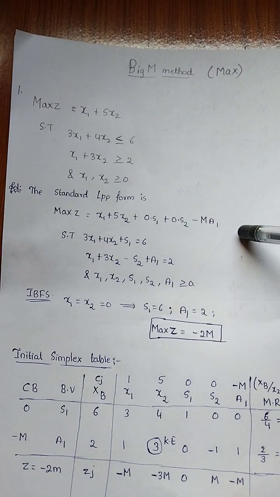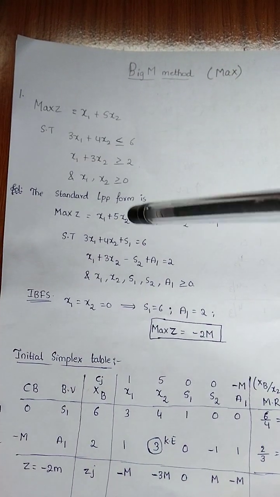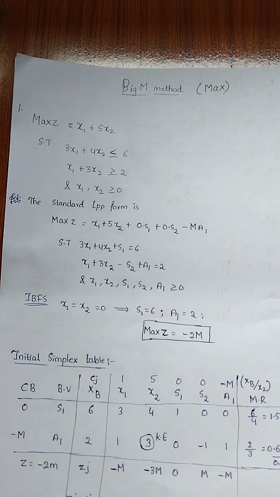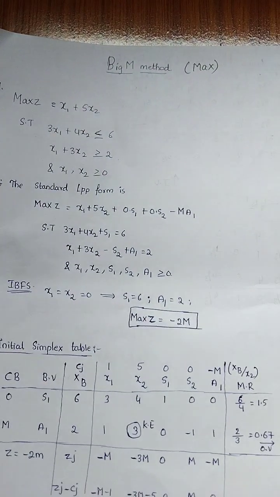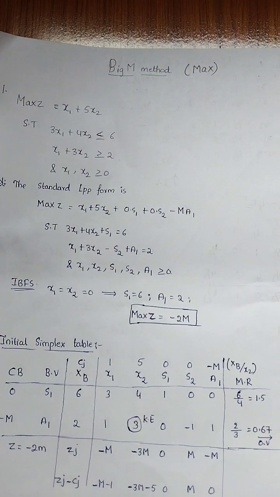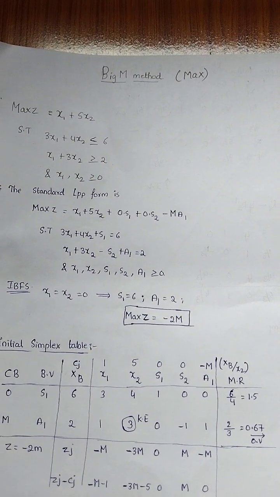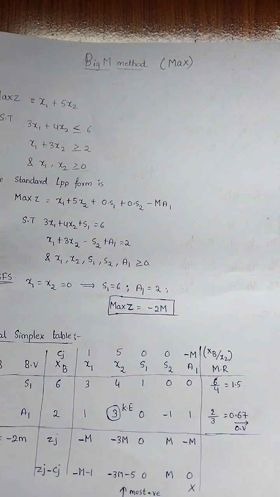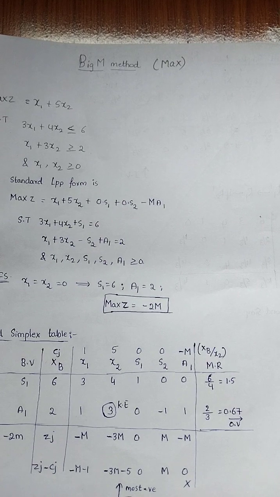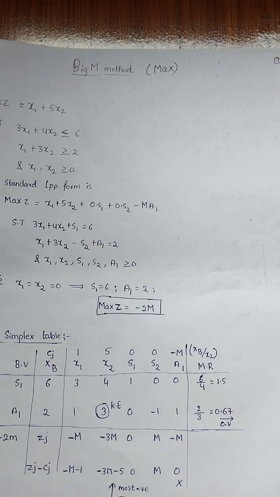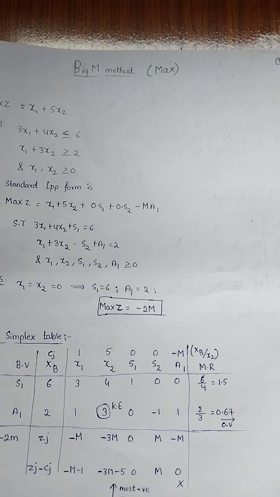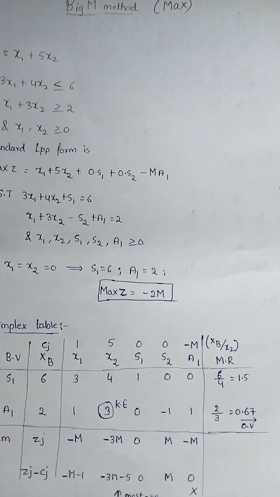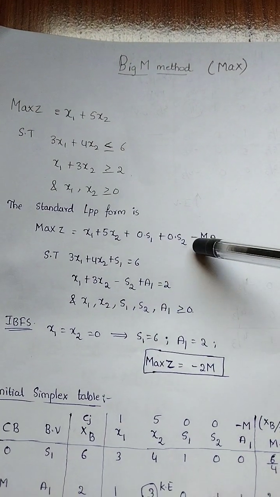The standard LPP form here takes the coefficients for artificial variables as minus M in the maximization problem. What is meant by an artificial variable is the variable we have where there are greater than or equal to type constraints. Greater than or equal to type constraints will be converted to equality constraints by subtracting one surplus variable and adding one artificial variable. See, here we have two constraints.